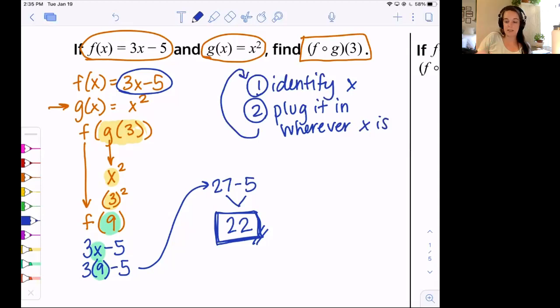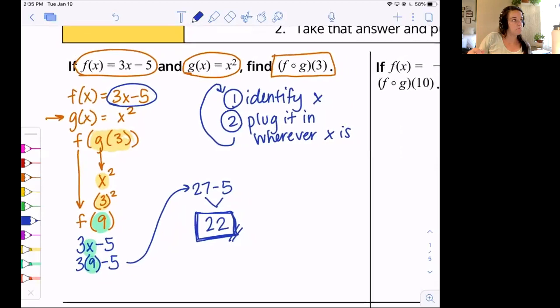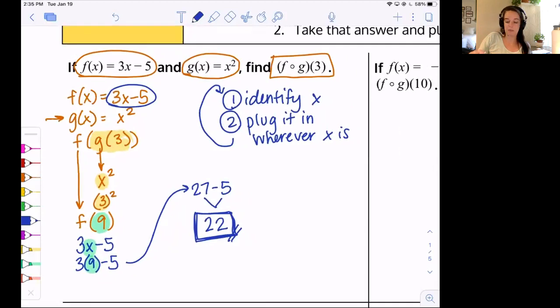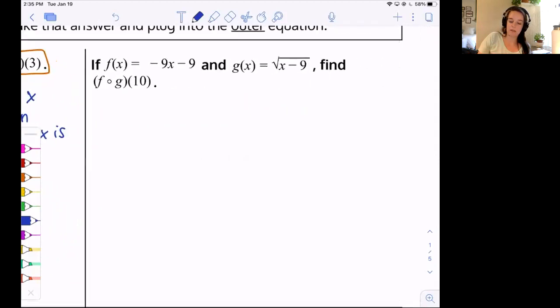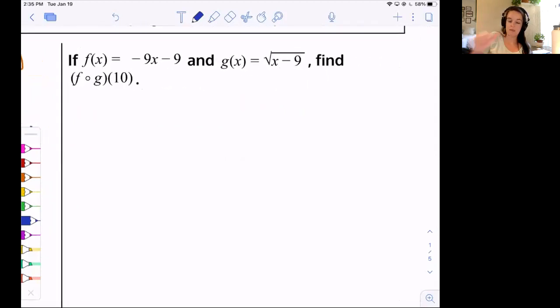Are we ready to see another example? Let's try a second one. All right. Gary, drop a +2 in the chat so that I don't forget to give you merits. Good job. All right.